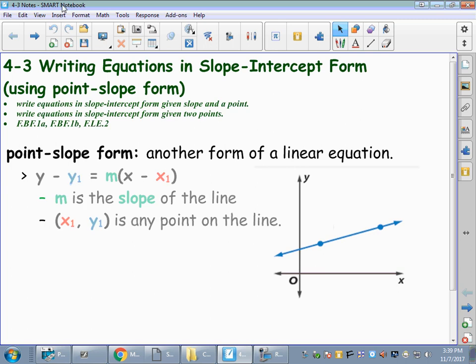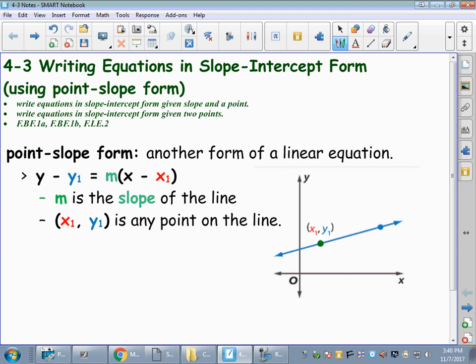Point-slope form looks a little different than slope-intercept, but it has the name point-slope because it actually is written using a point on the line and then the slope of the line. And if you know the slope of the line and any point, that's what I like about point-slope, is you can use any point on that line. So if you look at the picture, it doesn't have to be the y-intercept.